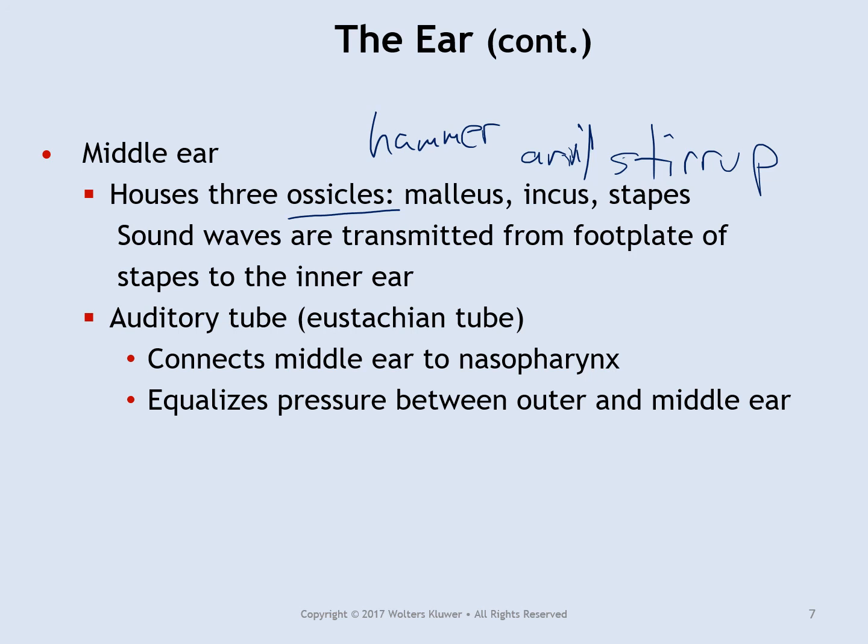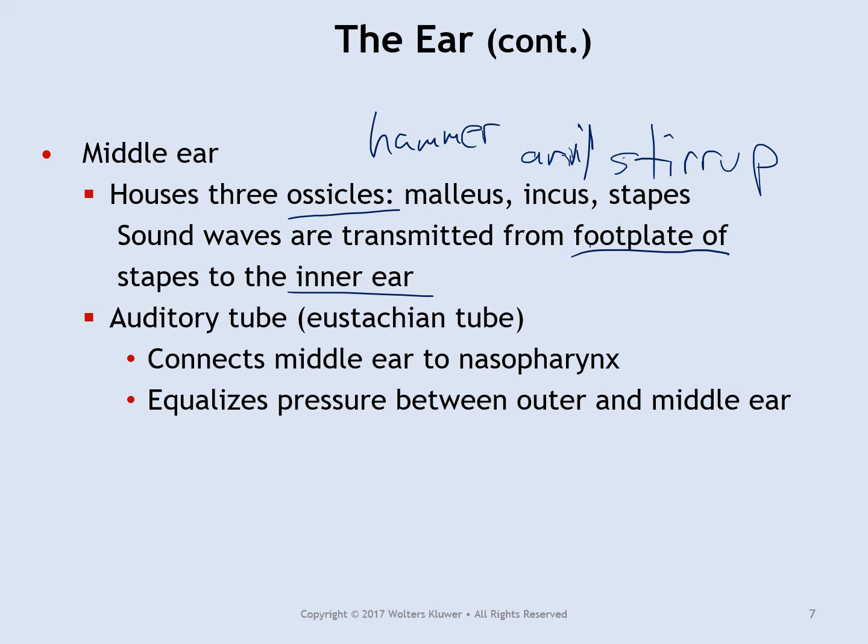These little bones vibrate back and forth. The malleus is attached to the tympanic membrane, and as the tympanic membrane vibrates back and forth, it pulls on the hammer, which pulls on the anvil, which pulls on the stirrup, and then transfers sound waves, those vibrations, from the foot plate of the stirrup into the inner ear. And I'll show you how that works in a little bit.